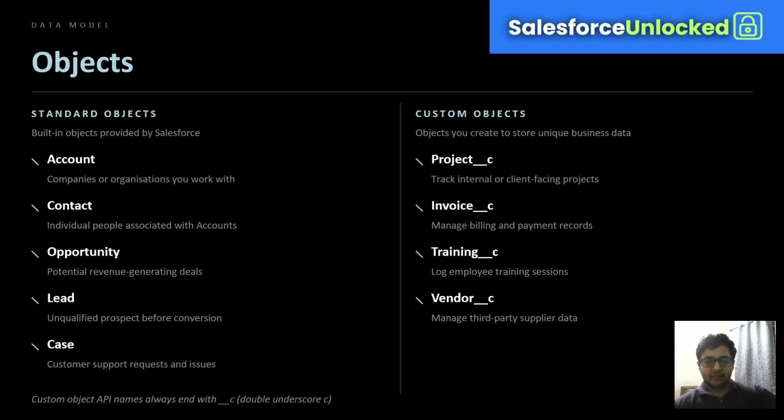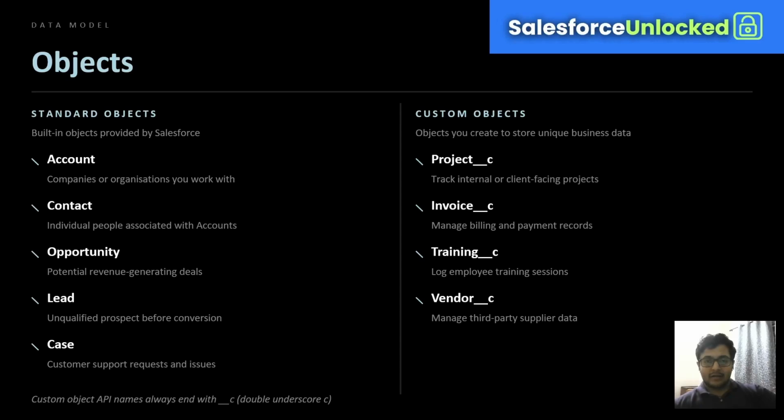One important thing to remember, and I want you to write this down, is that every custom object's API name always ends with a double underscore c. So Project becomes project__c. Invoice becomes invoice__c. This is a very common pattern which you will consistently see in formulas, flows, and code. So it becomes second nature.